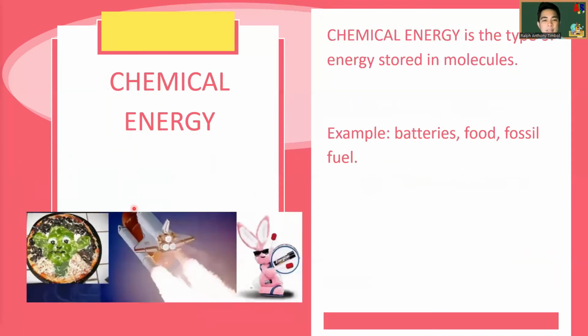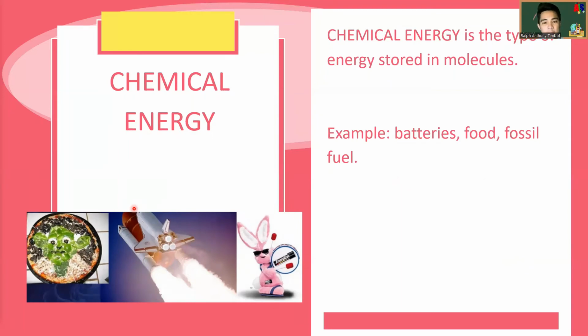Next is the chemical energy. Chemical energy is a type of energy stored in molecules. It could be in batteries, it could be in food, it could be in fossil fuel. But always remember na ang chemical energy needs conversion bago siya magamit. Kailangan mo ng chemical reactions such as the battery or yung charcoal. Yung charcoal natin, no? Chemical energy and why?